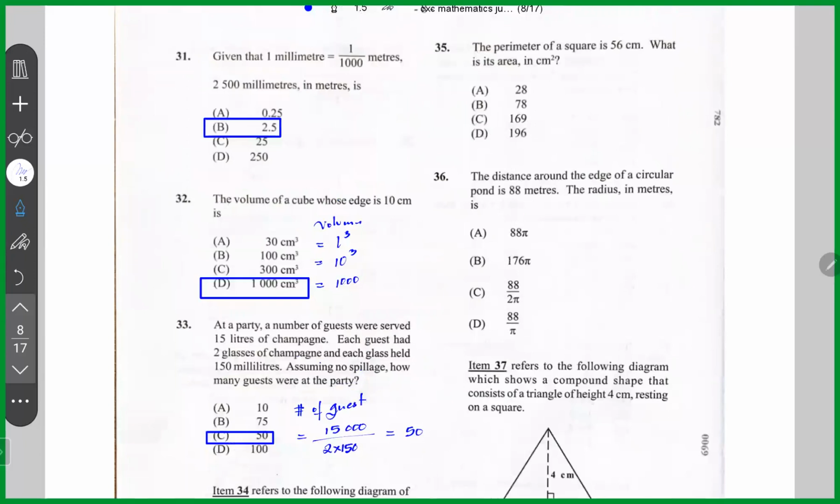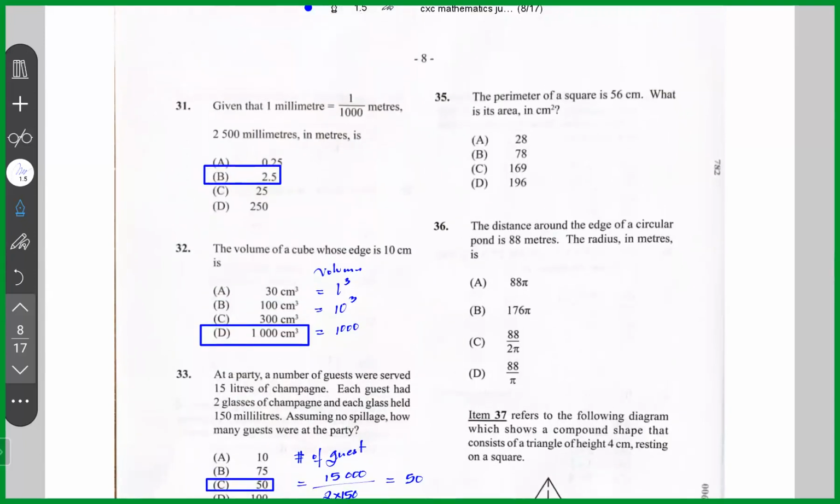All right, 35 says the perimeter of a square is 56. What is the area? So the perimeter of a square is L plus L plus L plus L, which is 4L, and that is equal to 56. Divide both sides by 4, and we get L. The length is 14. Now the area is L times L, which is 14 times 14, 196. The answer is D.